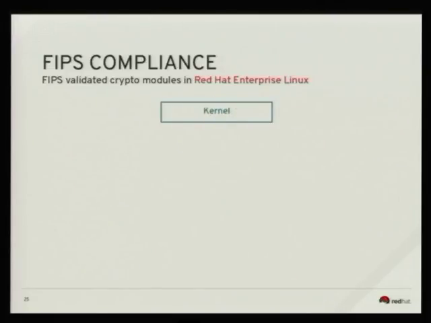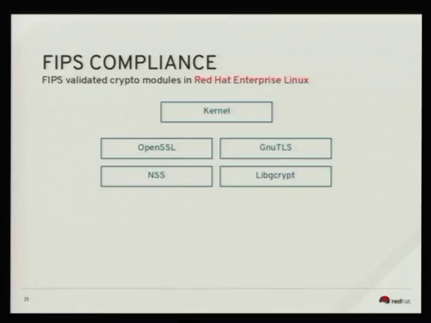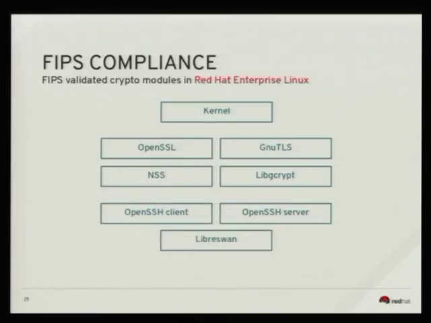So what are the actual FIPS validated crypto modules in RHEL? Of course, the kernel, for basically encryption of hard drives and data in transit with VPNs for IPsec, and then we have the general cryptographic libraries that are FIPS validated. This is OpenSSL, GnuTLS, NSS, and libgcrypt. We also have 3 applications validated, which are OpenSSH client, server, and Libreswan.